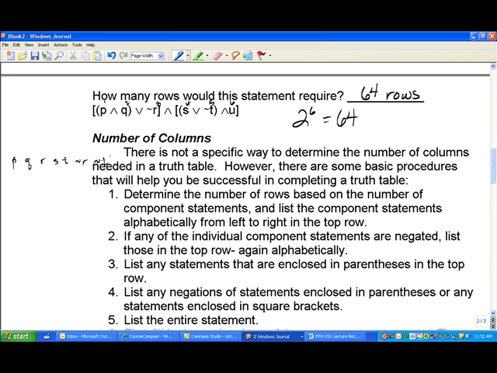Then what I do is I go and look for parts that are in parentheses. So P and Q or not R, I would make a column for that. S or not T, and U would have a column, and then finally a column. This would be the main connective.